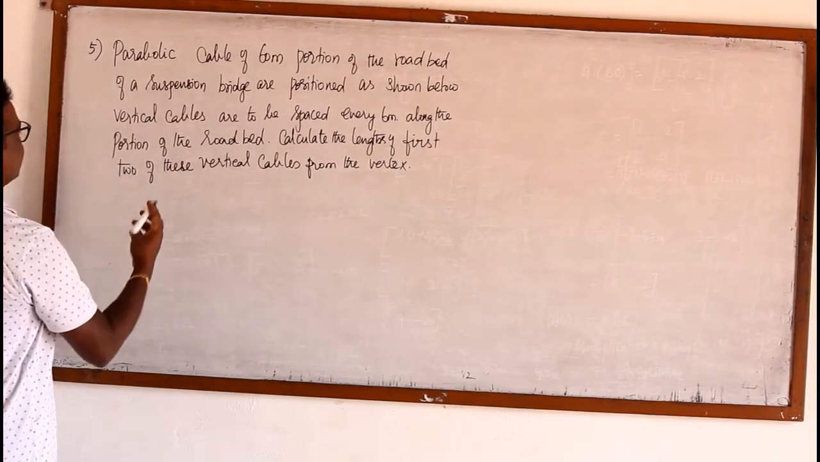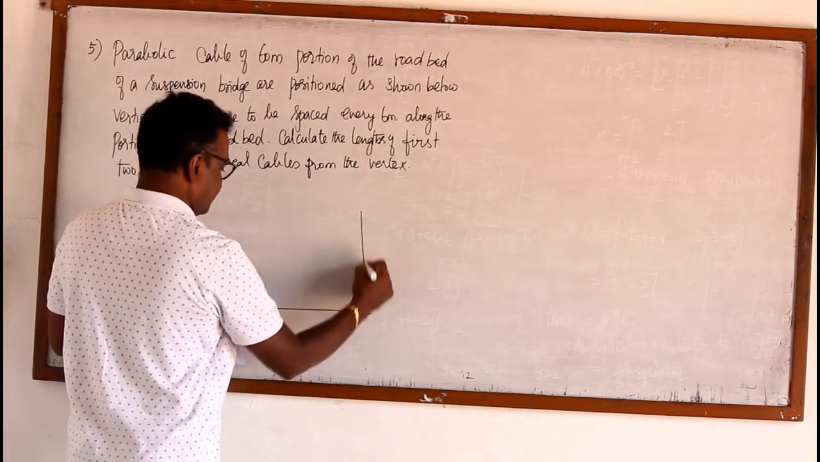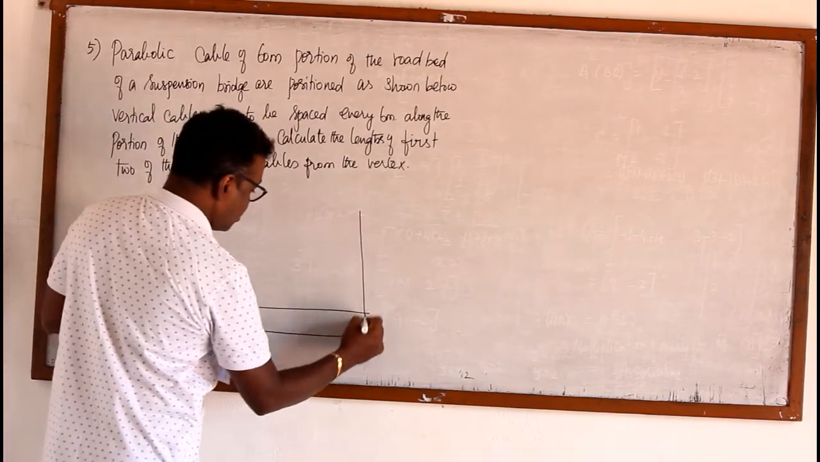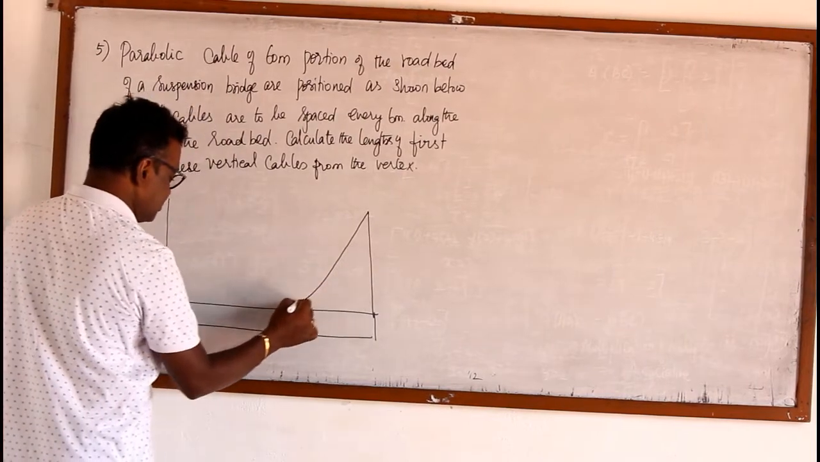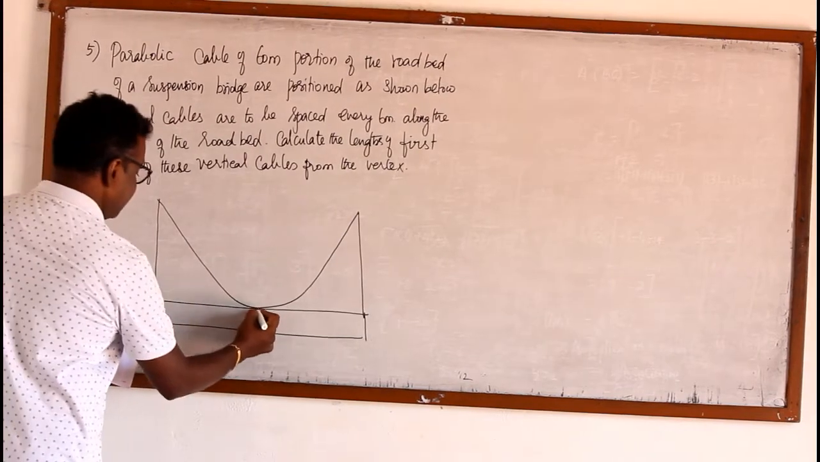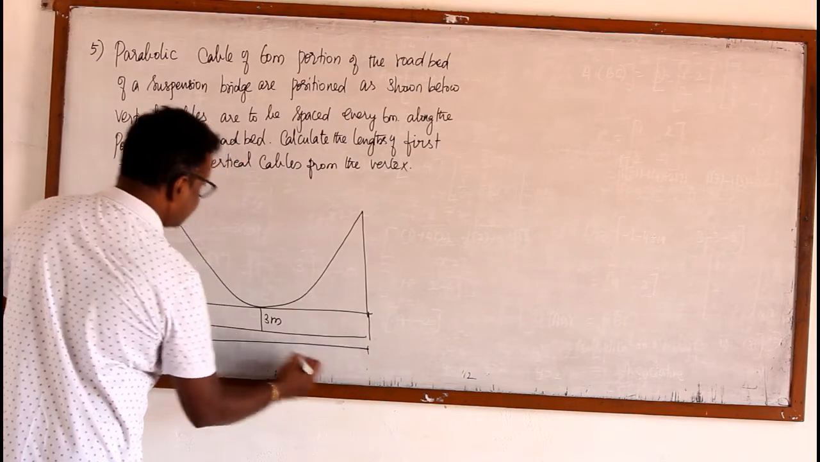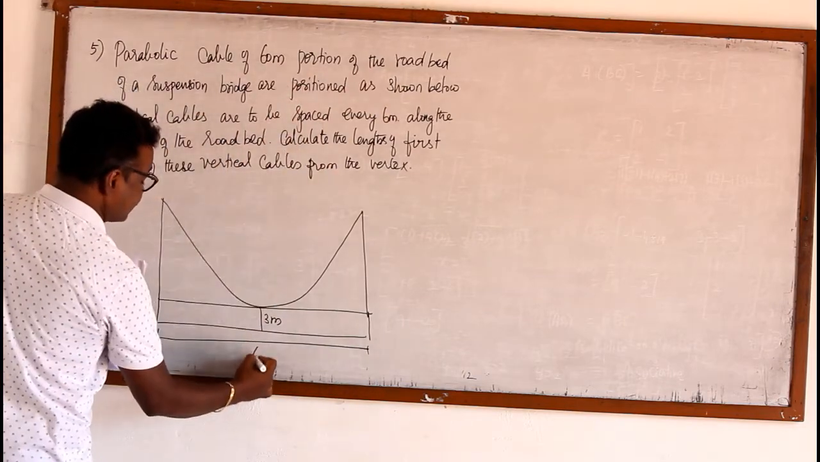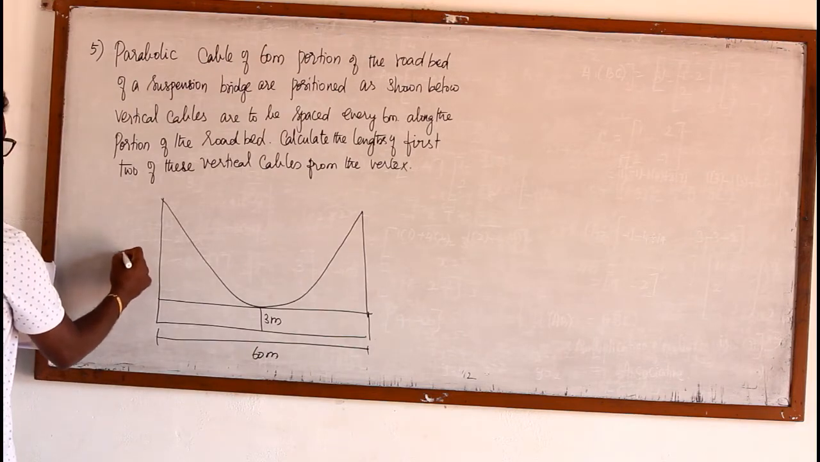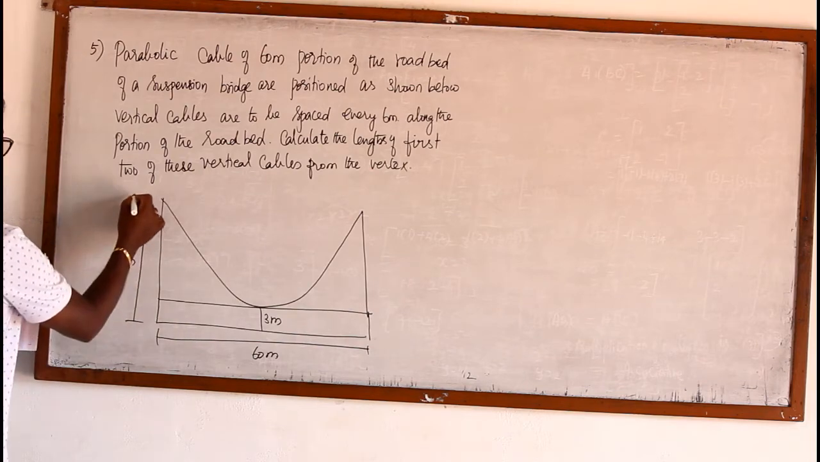So the diagram is a suspension bridge like so. I have a road and this is the suspension bridge. Touching the road, this is 3 meter, and then the suspension bridge span is 60 meter. This they gave. And then the side pillars are 16 meter.